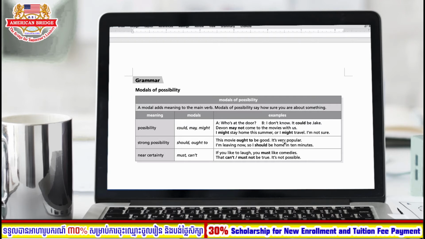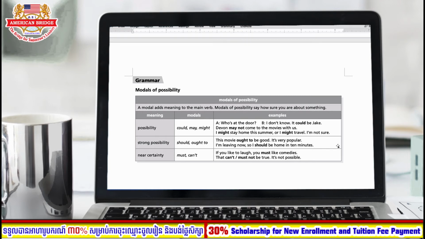And the last one, which is near certainty, you are very clear, you are sure of what you think because you have evidence, you have proof to prove your reason. So you use the word must, or in the negative form, can't. Okay, so if you like to laugh, you must like comedies. So here the speaker is very certain, right?